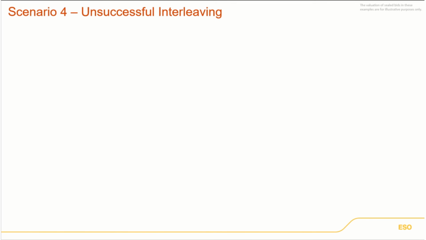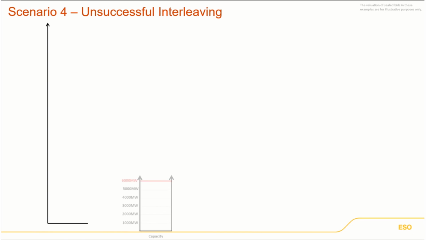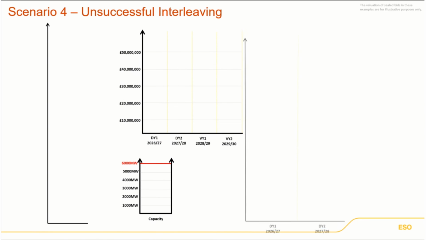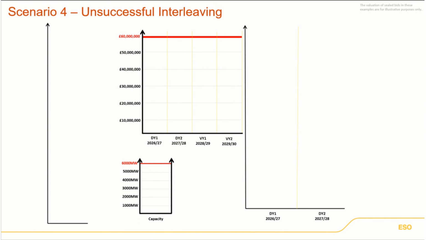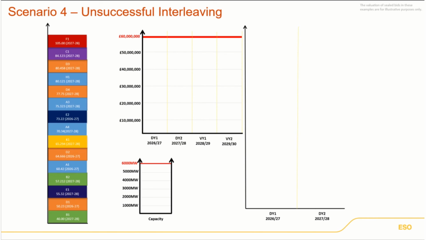Moving on to scenario 4, where we'll be looking at unsuccessful interleaving. Again, as always, we start with the bid stack, the auction stack, the monetary budget profile chart, and the capacity chart. We will use the same bid stack, but we will make a few changes and small amendments to the bid stack. Again, please remember, these examples are just for illustrative purposes only. We will continue from the bid stack and start to allocate the projects from the lowest price to the highest, starting with B1.